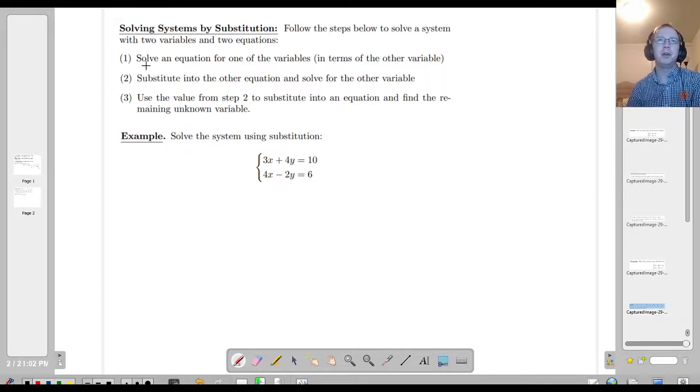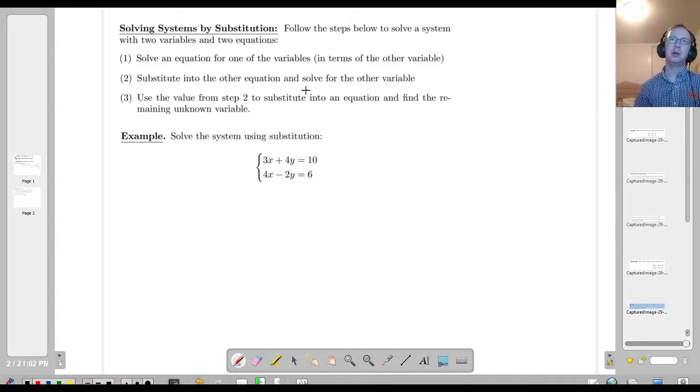We're going to pick whatever equation we like and solve that equation for one of the variables, and that could be whatever variable you like. So in this example, this is the same one we saw before. I could pick the first equation and solve for x, or I could solve the second equation for y, or the second equation for x. Just pick whatever seems the easiest.